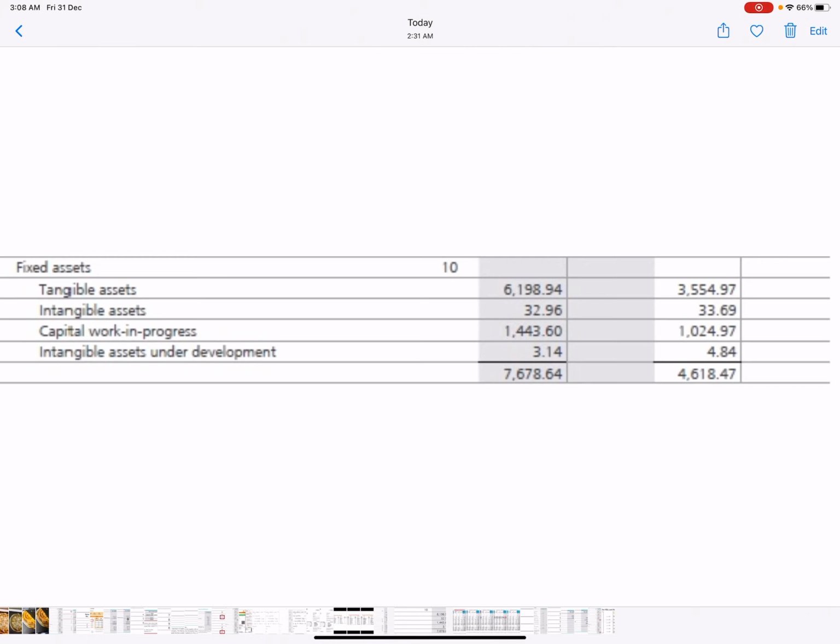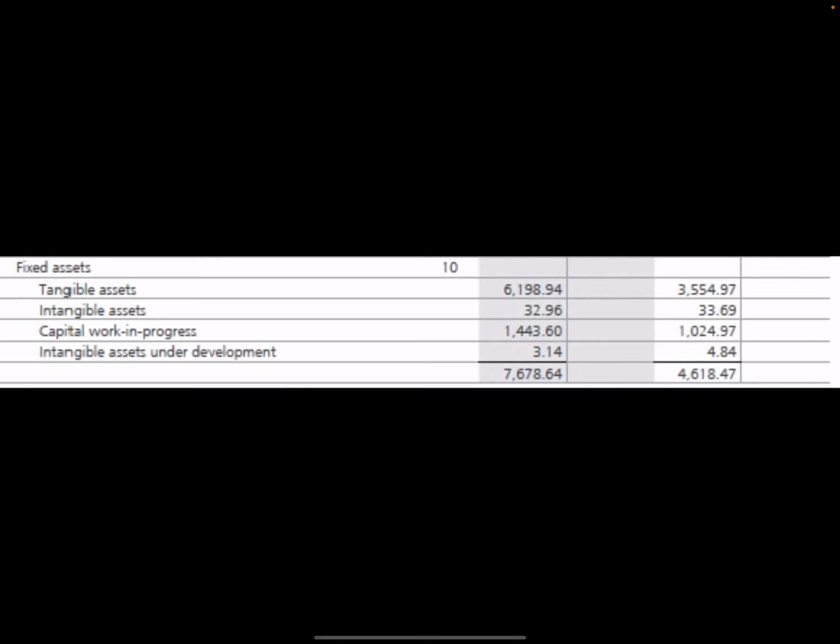Here is a snapshot of fixed assets of Amara Raja Batteries Limited. The first line item, tangible assets, is valued at rupees 619.8 crores. Tangible assets consist of assets which have a physical form. In other words, these assets can be touched or seen. This usually includes plant and machinery, vehicle, building, fixtures, etc.